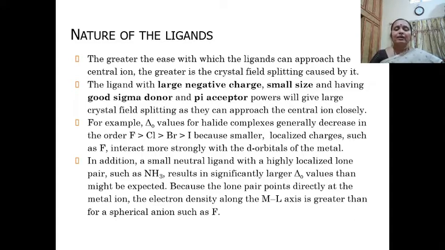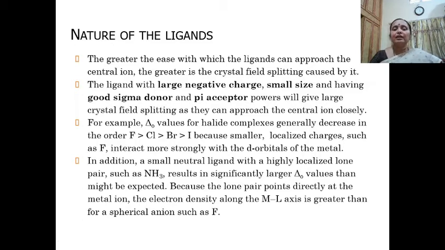For example, the crystal field splitting delta naught values for halide complexes generally decrease in the order fluoride greater than chloride, greater than bromide, greater than iodide, because smaller localized charges such as fluoride interact more strongly with the d orbitals of the metal. Because of the small size of fluoride, it interacts strongly with the d orbitals and there is a greater splitting.